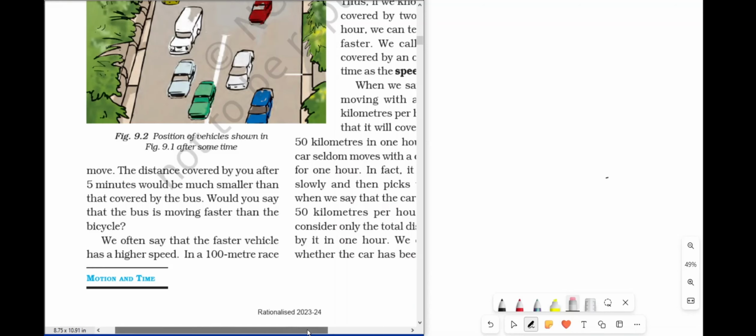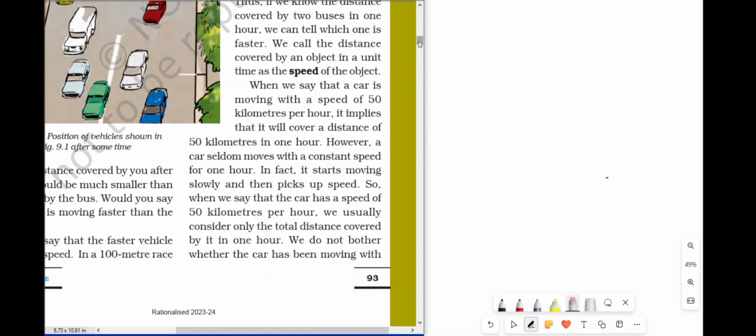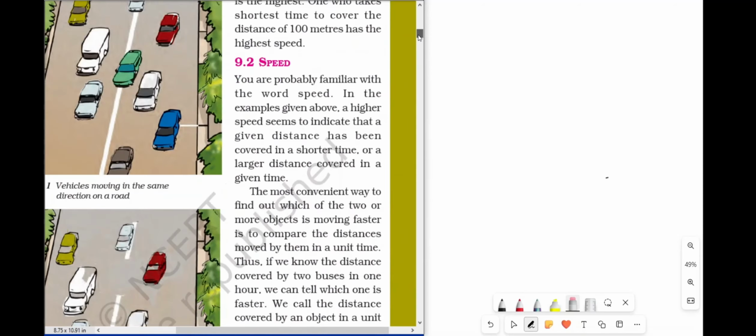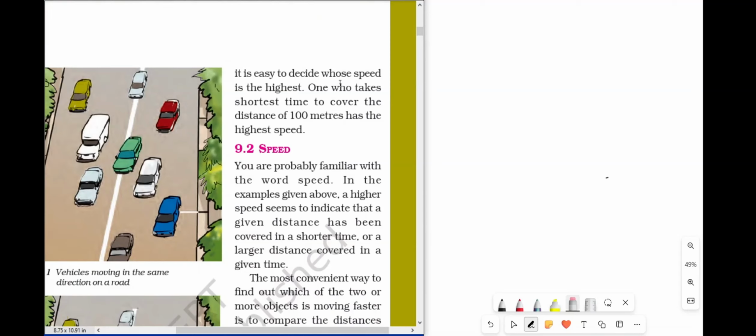In a 100-meter race, it is easy to decide whose speed is the highest. One who takes the shortest time to cover the distance of 100 meters has the highest speed. तो अगर आप मान लो 100 मीटर की रेस में हो अपने फ्रेंड्स के साथ, तो जो 100 मीटर्स की रेस सबसे कम समय में पूरा करेगा वो सबसे तेज दौड़ता है. So we can say that the person who takes the least amount of time to cover a given distance has the highest speed or is the fastest.